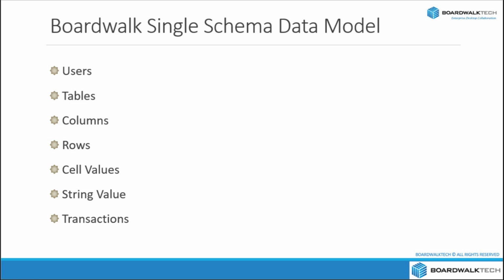In this session, we'll explore the Boardwalk Single Schema data model to understand where user and table names are stored. We'll then explore how, given a table name, we can access the columns and rows of the table within the database. Once we have identified the columns and rows, we'll discuss how to narrow down to the cell level.